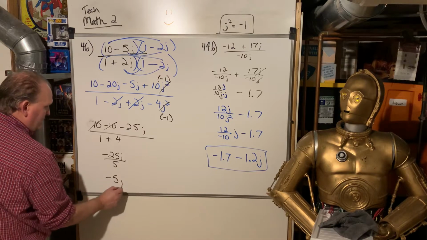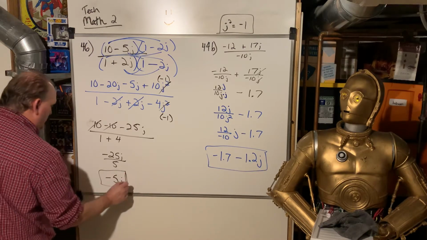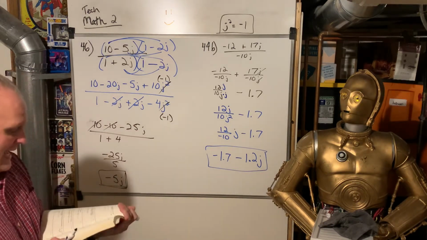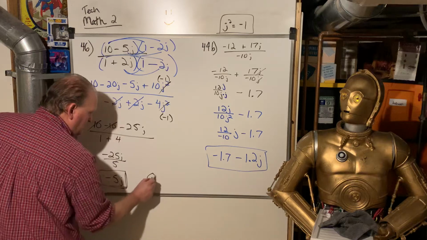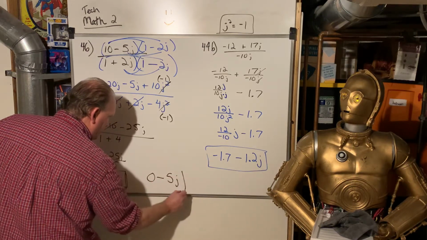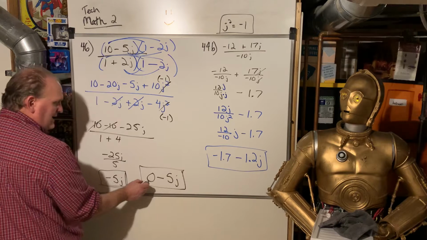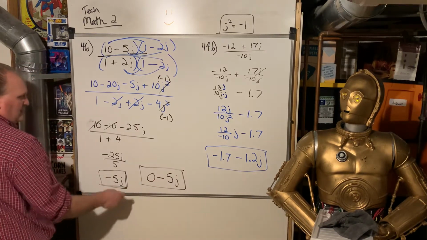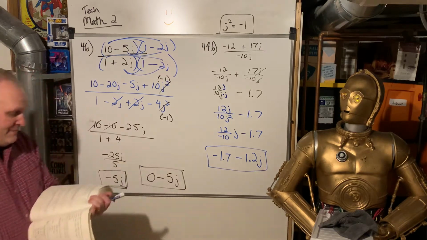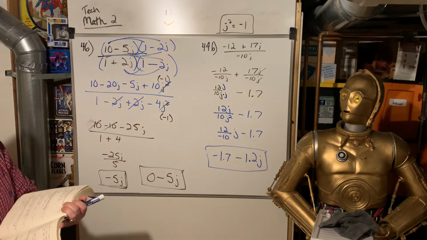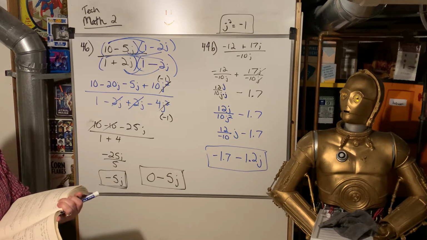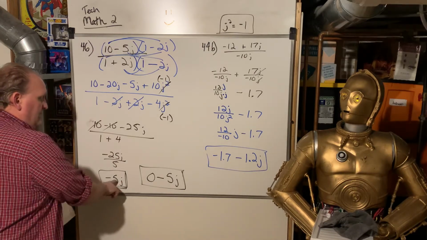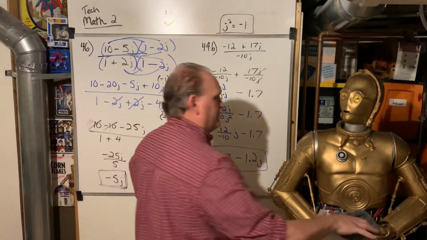So negative 5j. Again, if we were graphing it, if they then told you to graph, you wouldn't just write negative 5j, you would write 0 minus 5j. Because then you know x is 0 and y is negative 5. Okay? But if they don't, that is strict complex number form, but I would accept this too if you just had negative 5j instead of 0 minus 5j. All right.